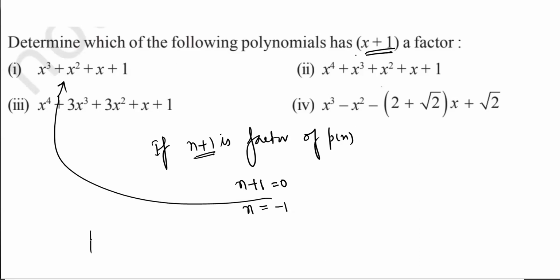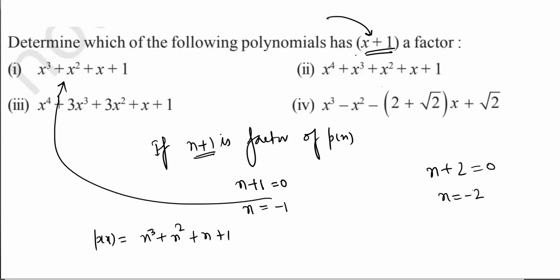Means now put the value of x equal to -1 in this equation, that is x minus 3 plus x square, then x plus 1. Why do I need to put this one? Because I need to check whether x plus 1 is a factor. For example, if I need to check whether x plus 2 is a factor of this polynomial, then I will equate this one to 0, and I will get x equal to -2. Then I will put x equal to -2 in this equation.